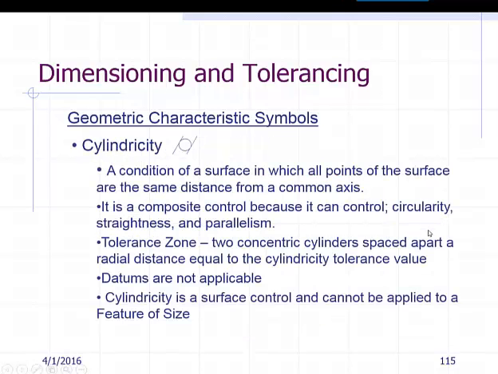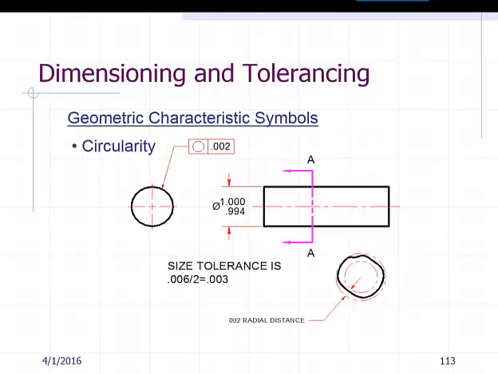So any questions about circularity? I think it's pretty straightforward. We're just controlling the circularity, and this is the distance between the 2 circular tolerance zones.